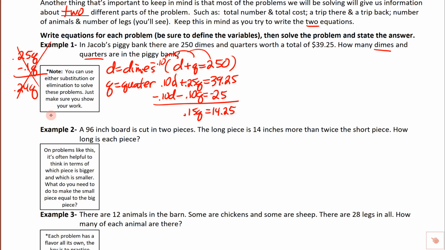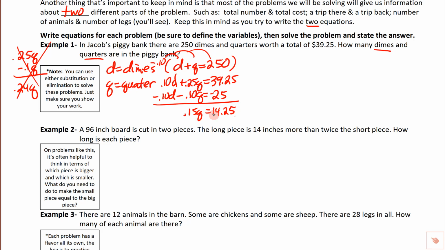So let me just make sure we're on the same page here. We've got this equation which says there's 250 coins altogether, this equation that says they're worth 39.25 altogether. We took this equation right here, we multiplied everything by negative 0.10, so that gave us negative 0.10d, negative 0.10q, and negative 25, and then we've got this right here.